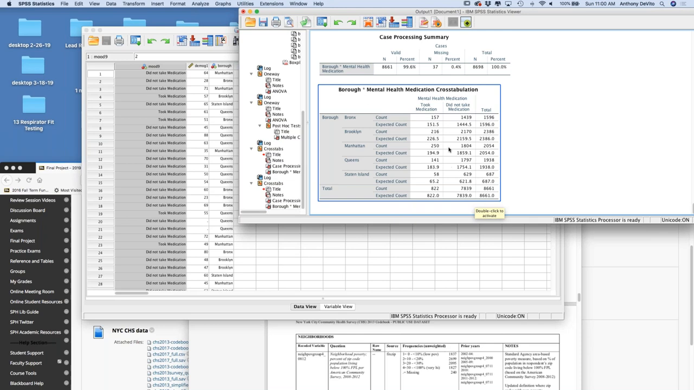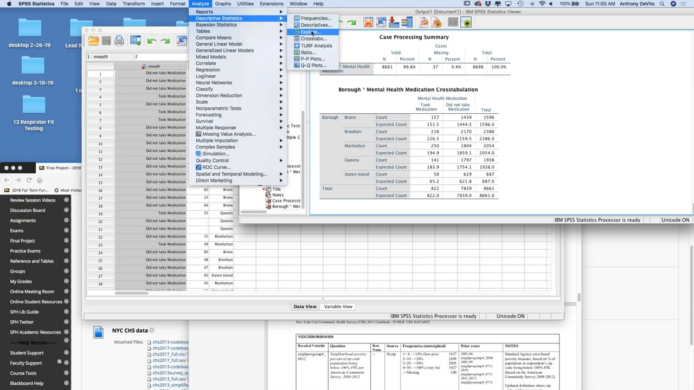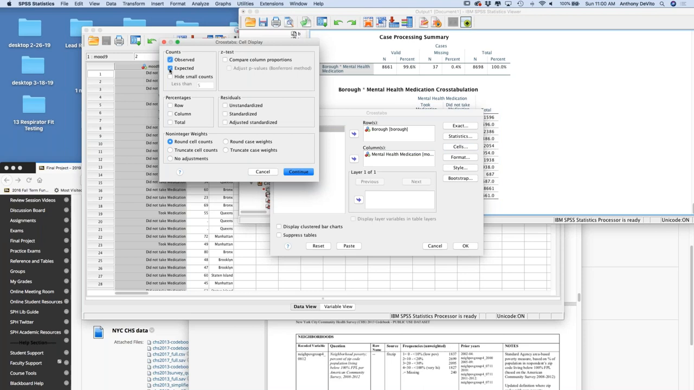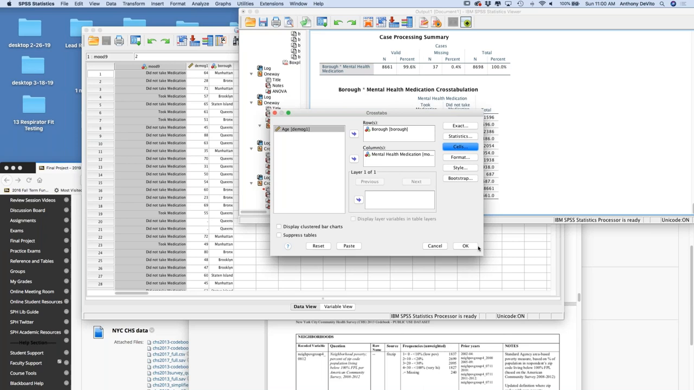Okay, so I can do that if I want. I'm going to go back. I'm going to analyze, descriptive statistics, crosstabs again. This time I'm going to go into cells. I'm going to turn off expected values for now. I'm going to do percentages by rows. What is that going to do for me? Let's take a look.